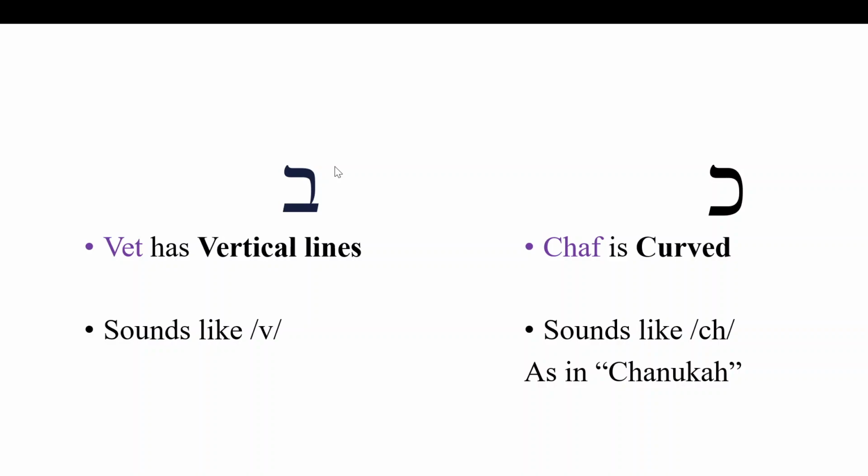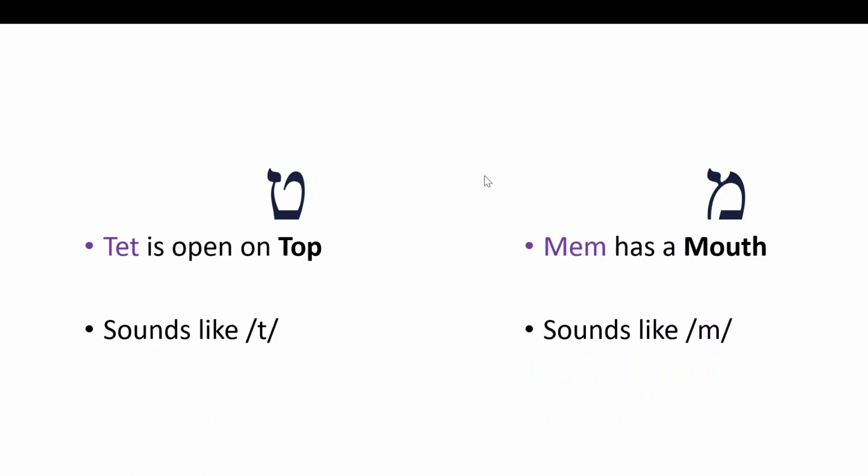Now we have our mem and our tet. The mem here, it has a mouth here at the bottom, and it makes an m sound. The tet over here has its opening on the top. So the tet is open on top, and it makes a t sound.